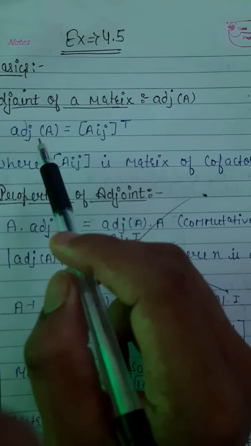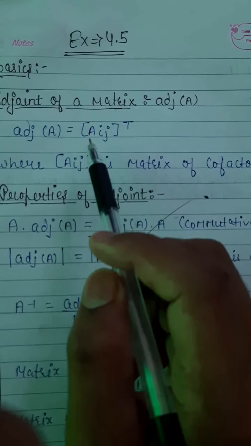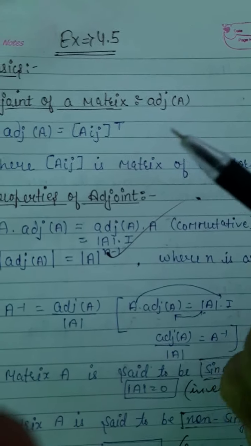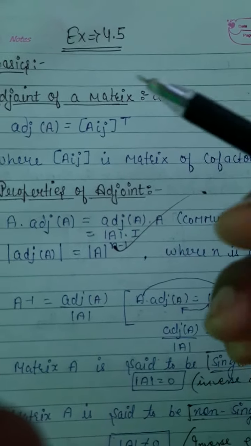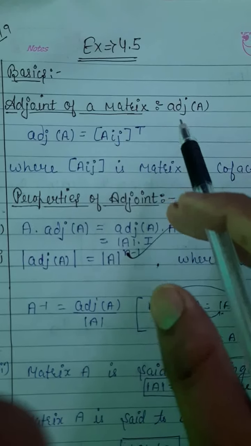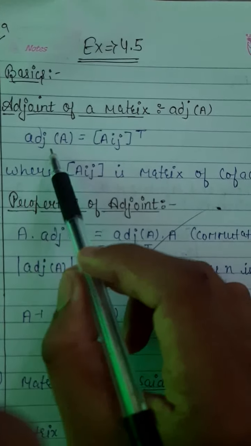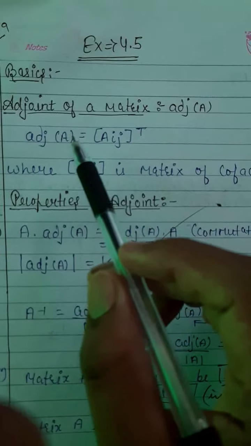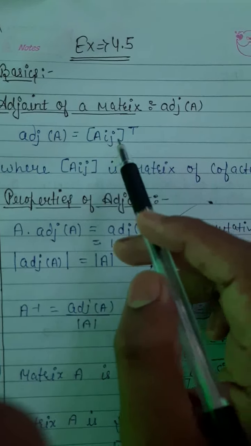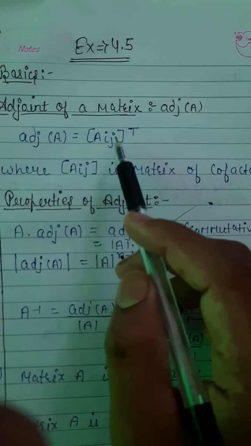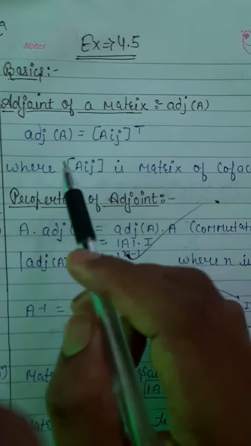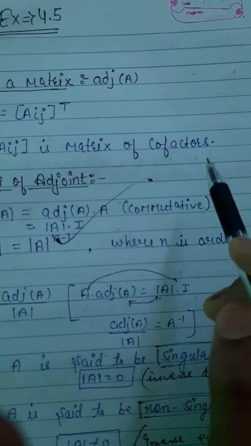So for finding adjoint we have to find cofactors, and for finding cofactors we have to find minors first. So it is the same as exercise 4.4. If anywhere you see adjoint, it means you have to start from minors. Firstly find minors, then find cofactors, then we will do transpose. Here Aij is the matrix of cofactors, you can see.